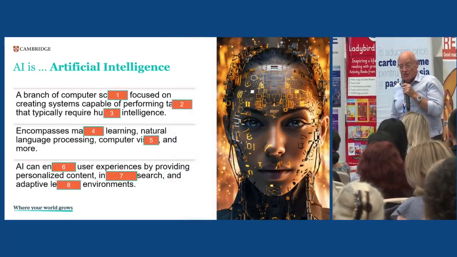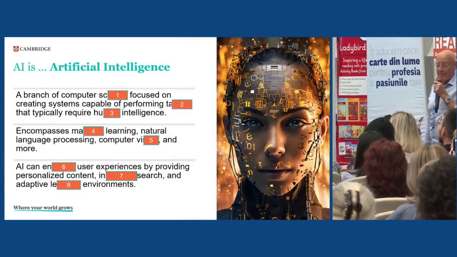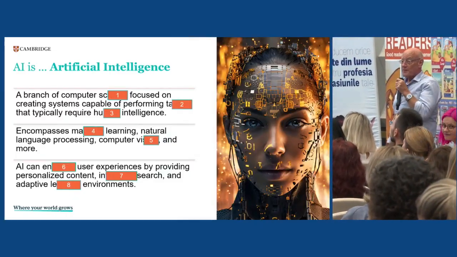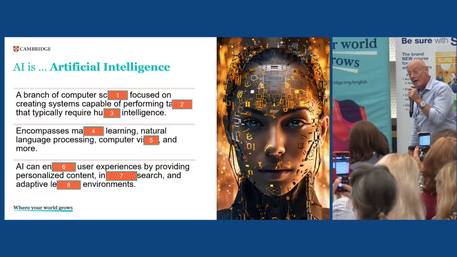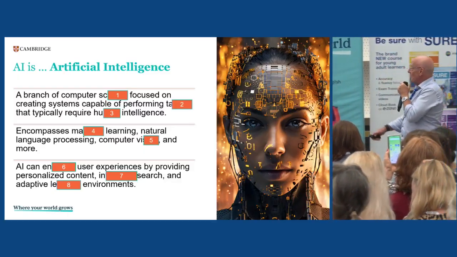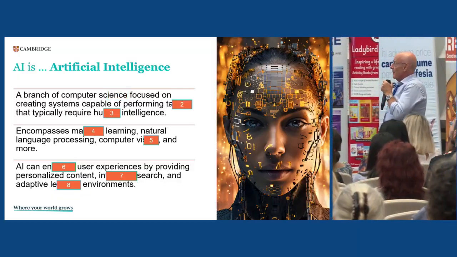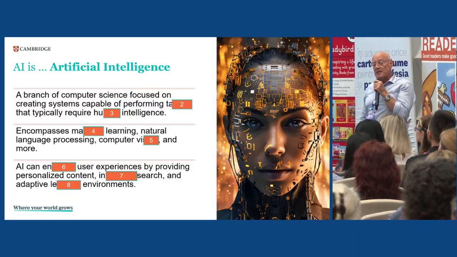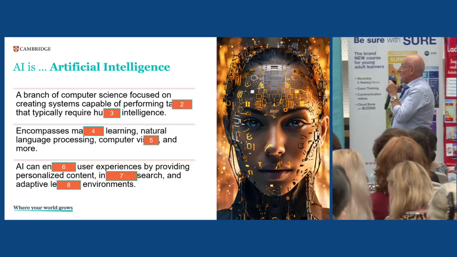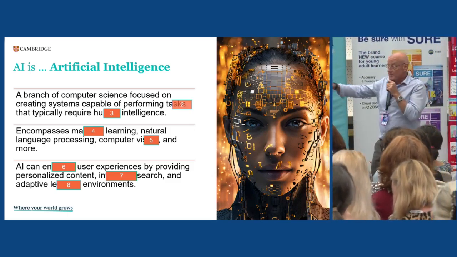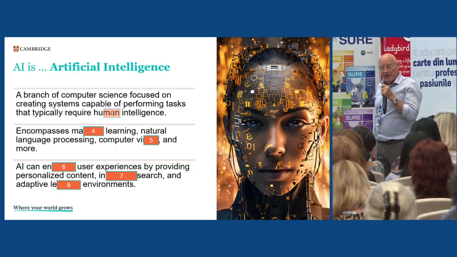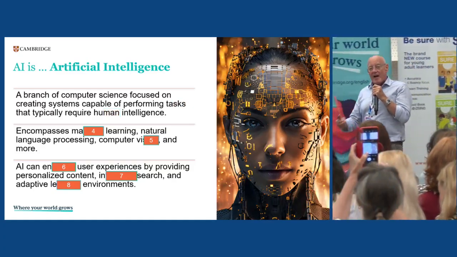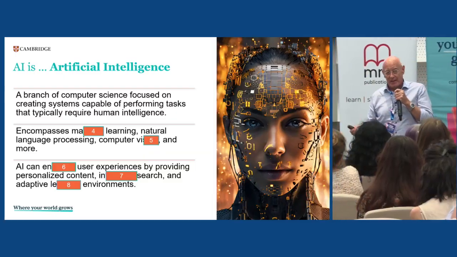So, just to make sure you're awake, you need to tell me what's missing. So AI is a branch of computer science. Yeah, that's the easy one. And it focuses on creating systems which are capable of performing human tasks that typically require human intelligence. And that's what we've just been saying. AI is not going to work without us at the moment.